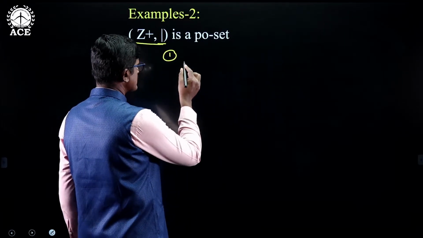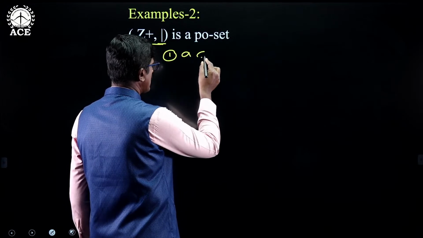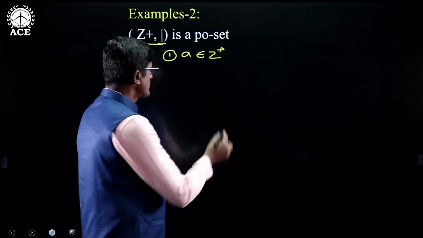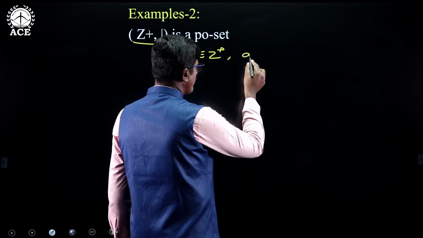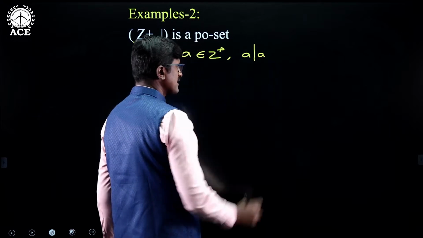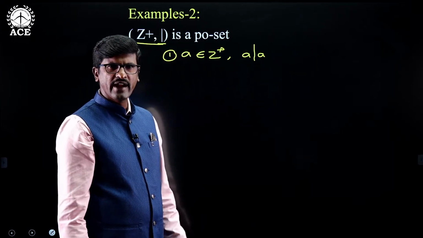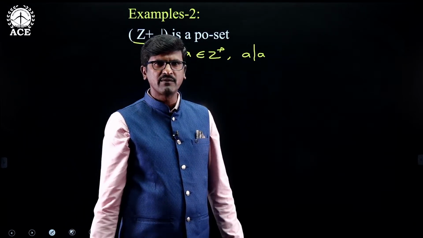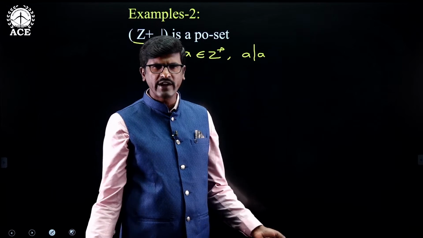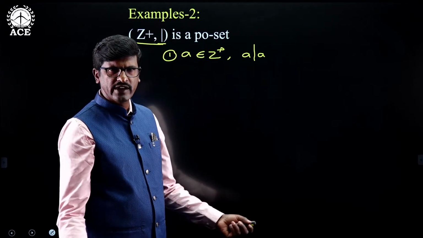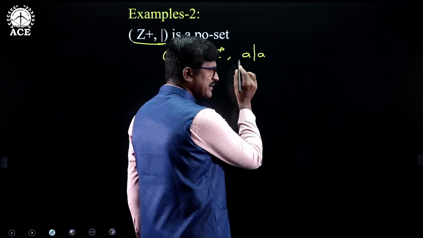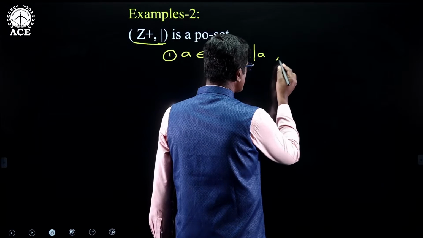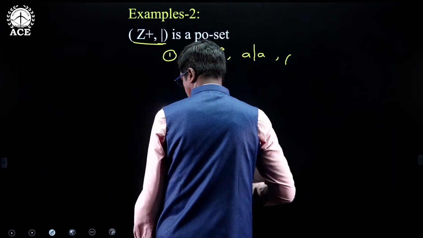that is the reflexive relation. I am taking some element A belongs to Z plus. We all know that every element is divisible by itself. Every element divides itself. The element may be any arbitrary element. It can be 2, 3, 4 or anything. 2 divides 2, 3 divides 3, 4 divides 4. Therefore, every element will be divisible by itself. That is A divides A, which is nothing but (A, A) belongs to R.